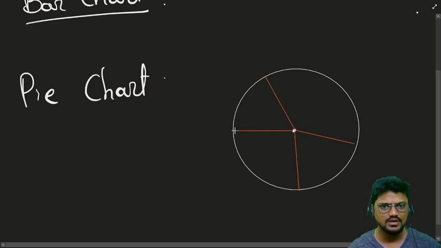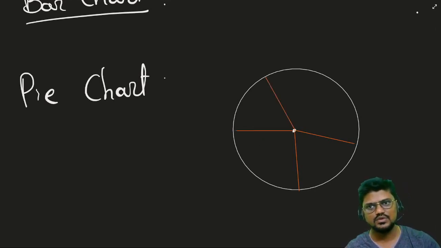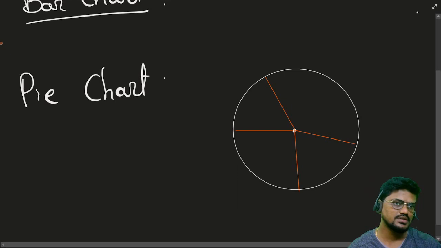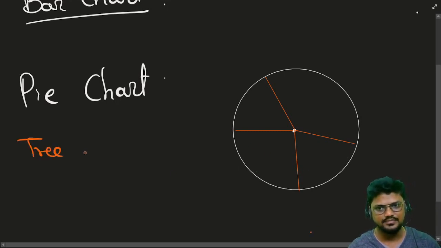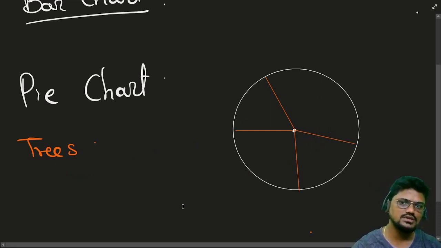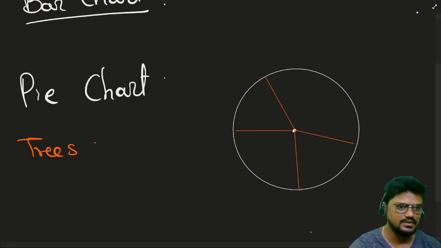The pie charts are like this. You can take an example: what is the quantity of this, what is the quantity of this. If you have trees in your garden, how many different kinds of trees do you have? What is the percentage of each type of tree? You can mention them over here. In this way the pie charts are represented.